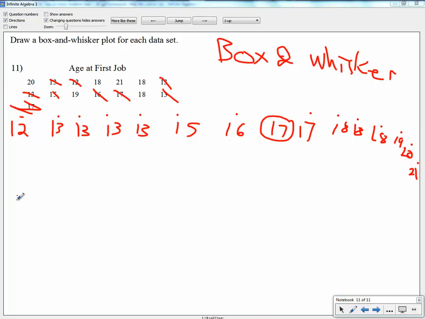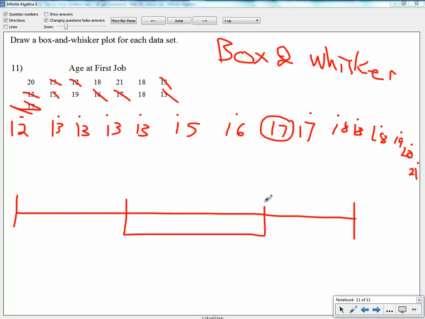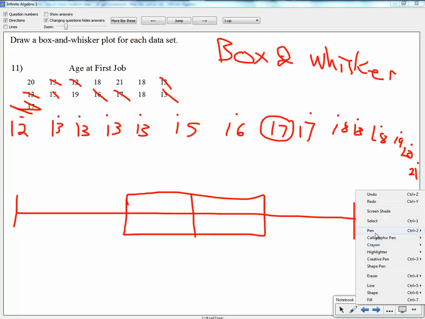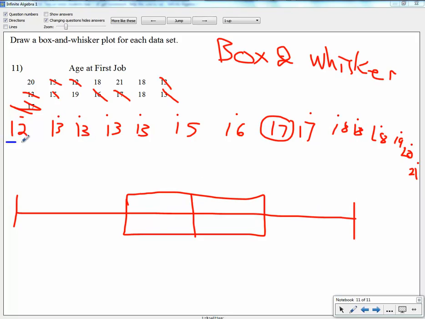So when I draw the box and whisker, I draw it like this. I always like to draw the box and whisker first, and then I plug in the values. So we have this number is important, this number is important, and this number is important. We have the minimum, we have the median, and we have the maximum. So min, med, and max.